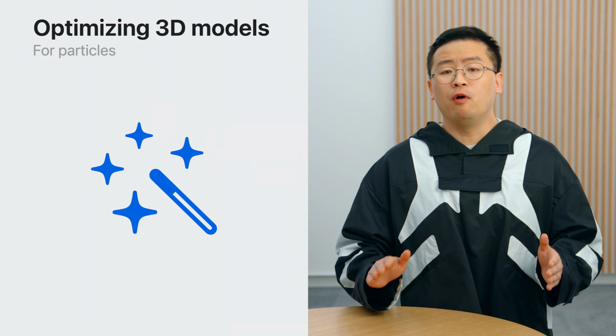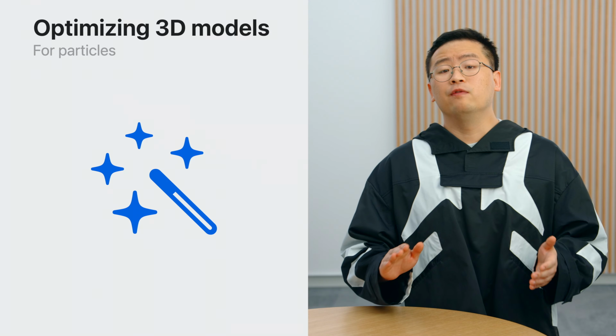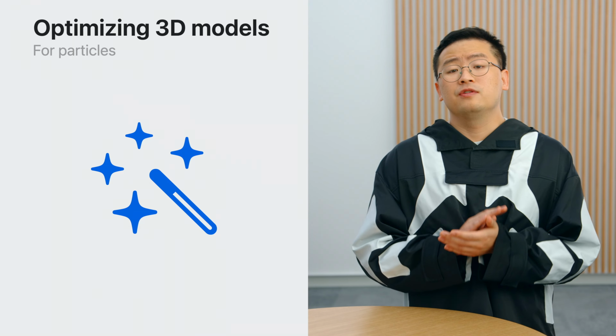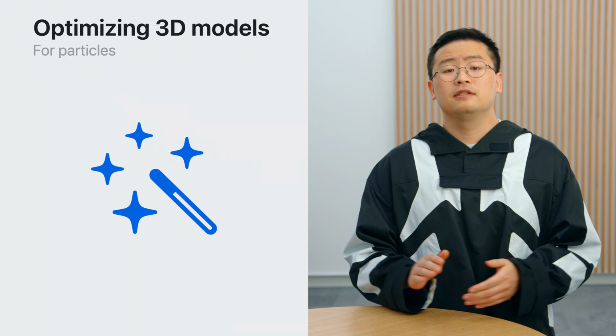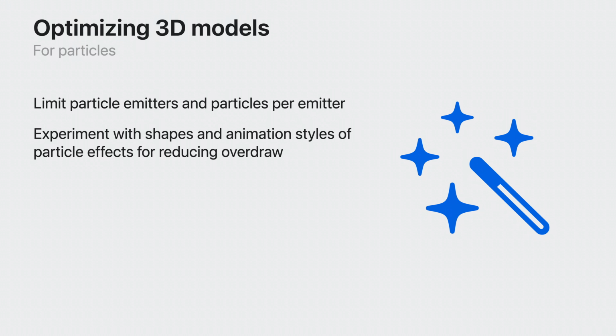This is one of the most powerful tools for building sophisticated visual effects, such as realistic fire with smoke or exhaust from a rocket. If used incorrectly, particles can be a bottleneck in your Quick Look 3D experience. For this reason, we suggest you limit your usage of particle emitters and keep the number of on-screen particles to a minimum. Often, you can create similar visual effects with fewer particles. Experiment with simpler or smaller shapes and styles to achieve a similar effect, which will help reduce overdraw on the system.